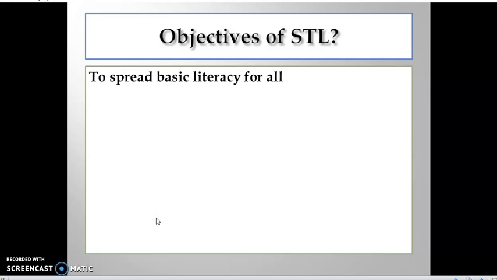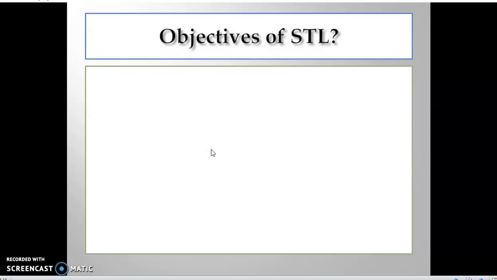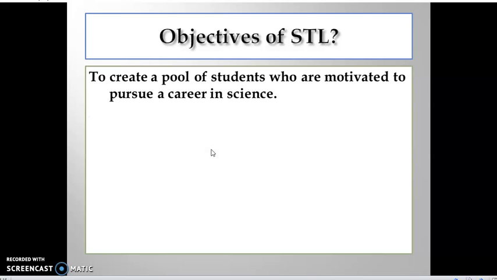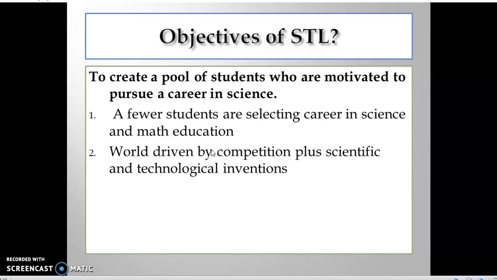First one is to spread basic literacy for all. For example, for traditionally ignored groups, for those in vocational streams, technical education, physical education, fine arts, music and dance. Then, to create a pool of students who are motivated to pursue a career in science. A few students are selecting careers in science and math education, maybe because of the complexity that lies in the subject. The world is driven by competition plus scientific and technological inventions.